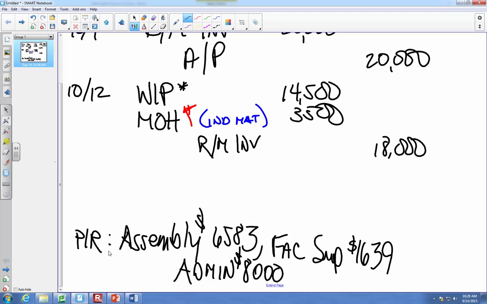So I'm running my semi-monthly payroll. Here are my gross checks. People on my assembly line, $65.83, and all I'm working on is this University of Oklahoma job. I was just making up the part where I said I had 30 jobs. My factory supervisor's gross is $16.39, and my admin is $8,000. You're going to have 3 debits and 1 credit. Semi-monthly payroll, so I'm on 1015.